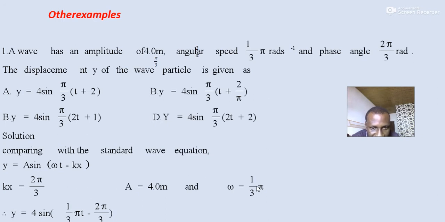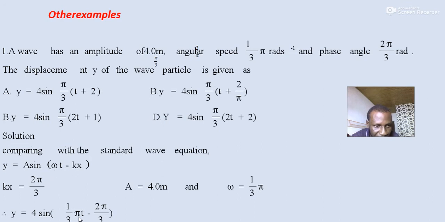Omega is given as 1 over 3, and the amplitude A is given. So we just need to substitute in the general standard, and then we have 4 for amplitude, 1 pi over 3 for omega, and 2 pi rad for ks. So that is this minus sign there. So we have substituted for omega and k.